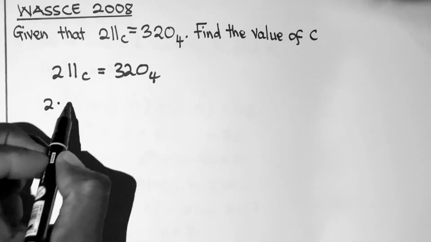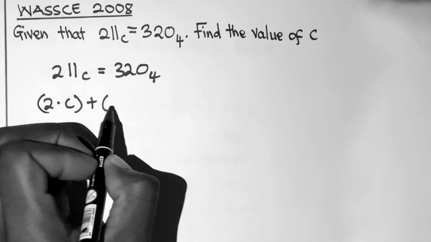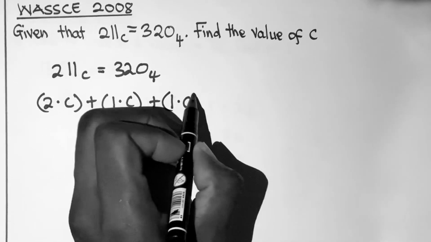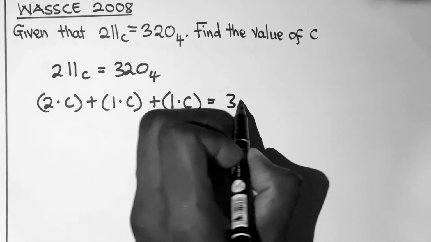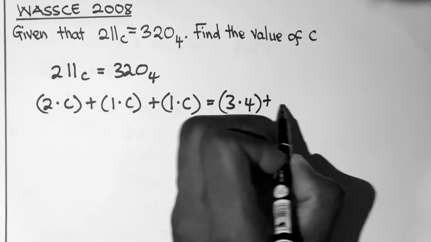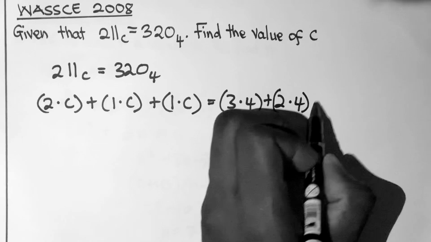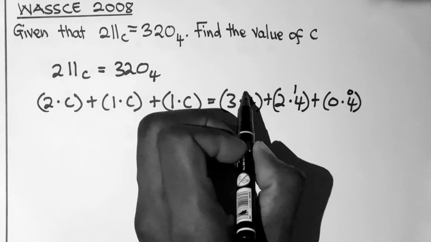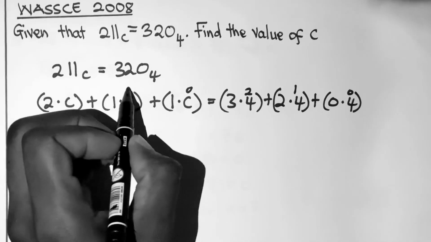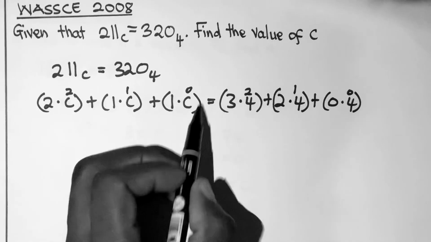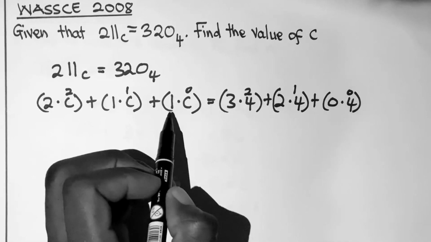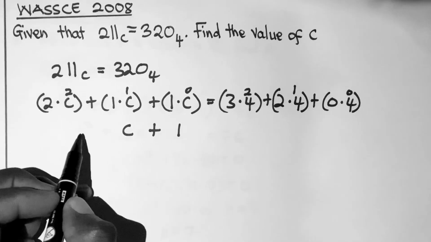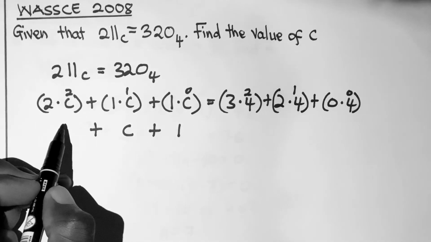So this becomes 2 times c plus another bracket 1 times c and plus 1 times c again. This is equal to 3 times 4 plus 2 times 4 then plus 0 times 4. So here 0, 1, and then 2. Here's also 0, 1, and then 2. So let's start from here. C exponent 0 is 1. 1 times 1 is 1. And plus C exponent 1 is C. C times 1 is C. And plus C exponent 2 is C squared times 2.